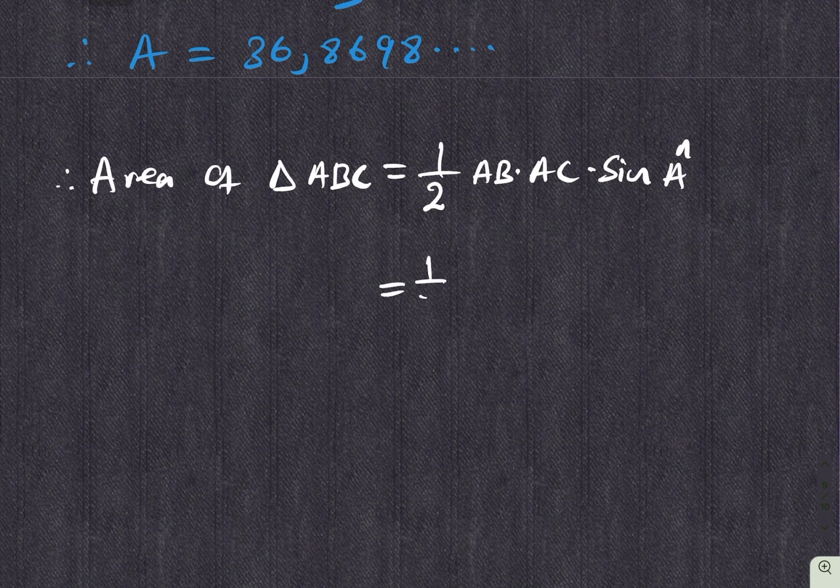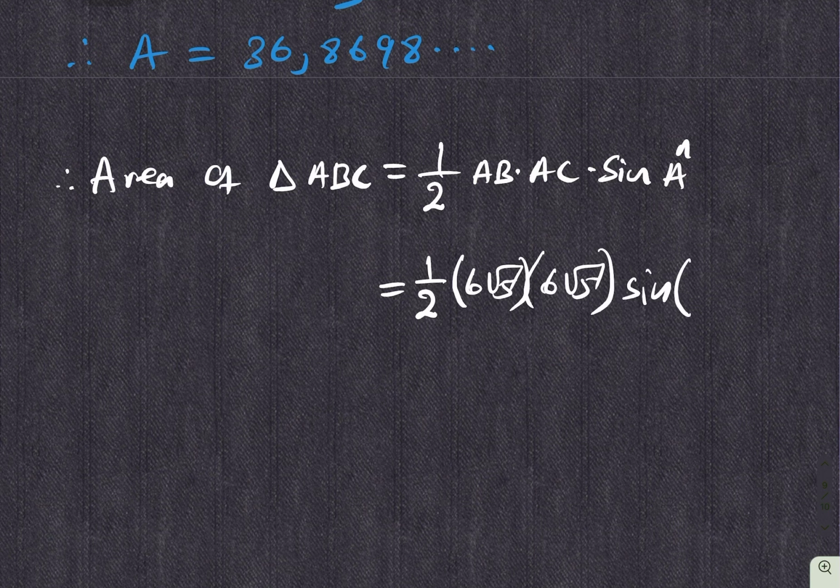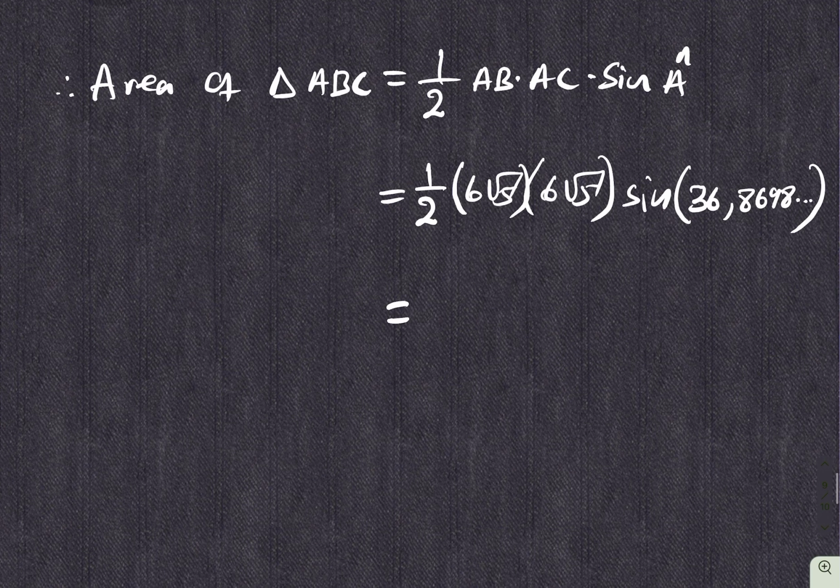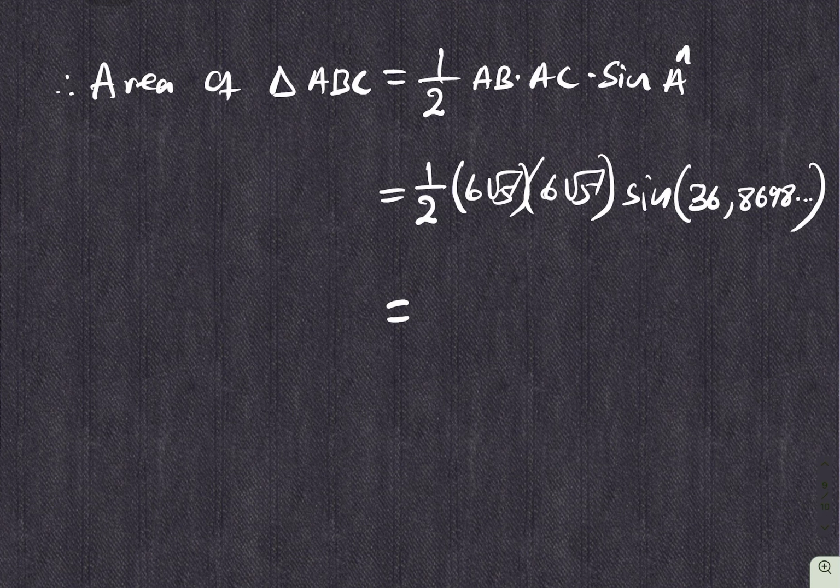And that should tie down to half into 6√5 into 6√5 sine of that angle, that is 36.8698. Don't round it off. So you can just write the whole thing there, and that should really boil down to, if you type it nicely, it should really give you 54 square units. This is the area, so it should be square units.